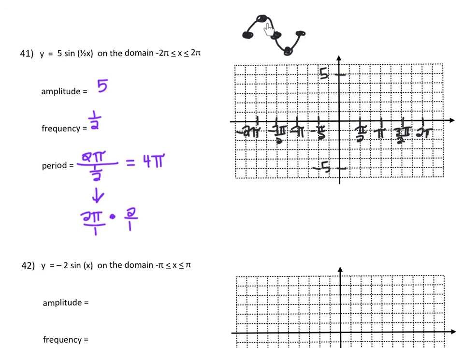So we're not fitting this whole curve between 0 and 2 pi. We are fitting half of the curve between 0 and 2 pi. So if this is where 0 is on the x-axis, 2 pi would be right here. So we're only going to see the first half of a sine curve between 0 and 2 pi.